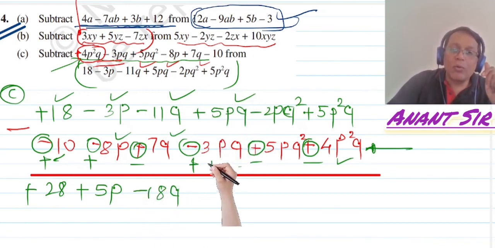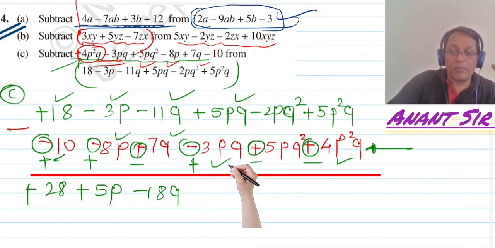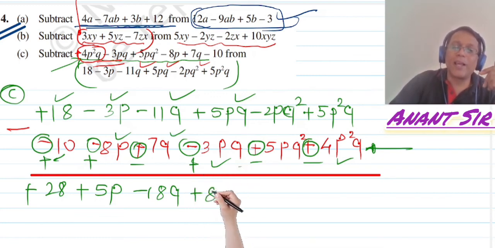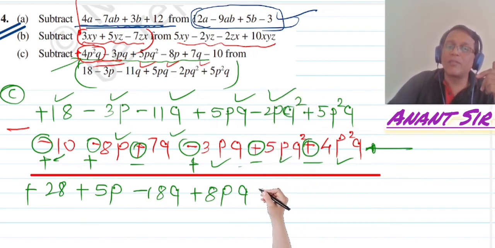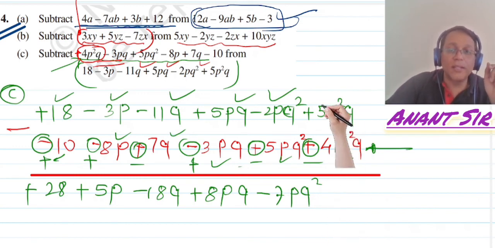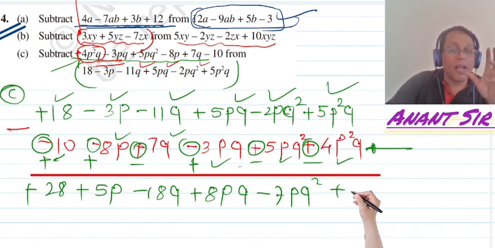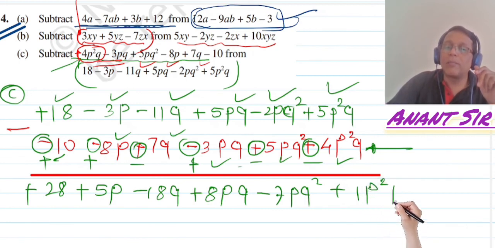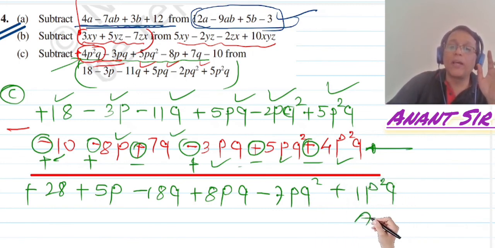Plus 5q. Plus 5 plus 3pq, so same sign. Again I am going to add. Plus 8pq is the answer. Minus 2 minus 5, same sign. I am adding and giving same sign to the answer. And the last term, plus 5 minus 4, different sign, subtracting, giving sign of bigger number to the answer.